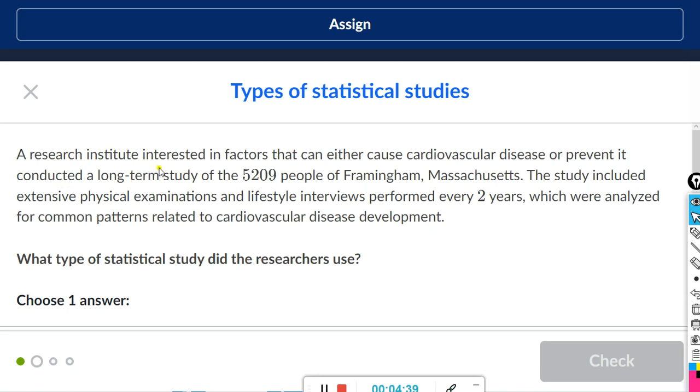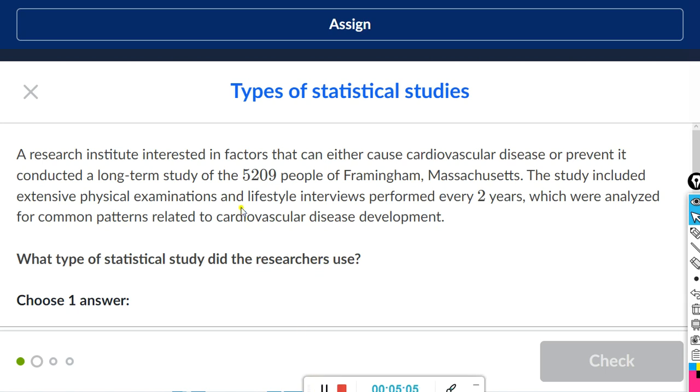A research institute interested in factors that can either cause cardio disease or prevent it is conducting a long-term study of the 5,209 people of Framingham, Massachusetts. The study included extensive physical exams and lifestyle interviews performed every 2 years, which were analyzed for common patterns related to cardiovascular disease development.